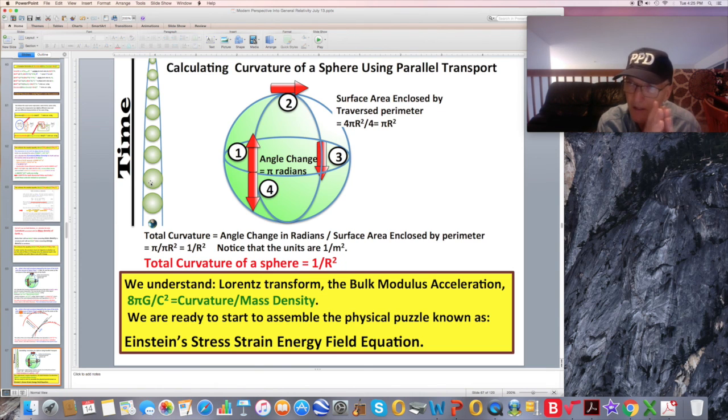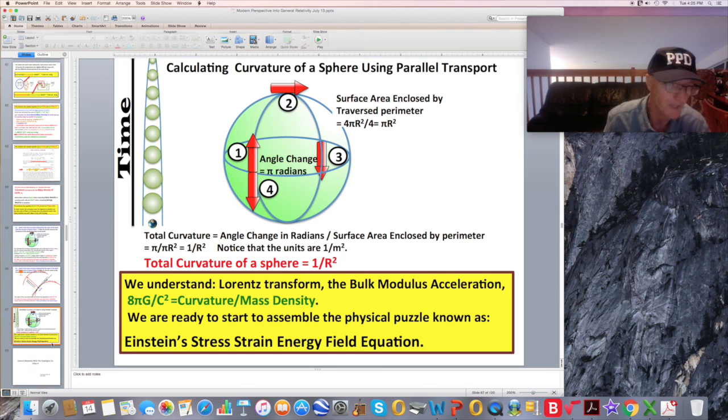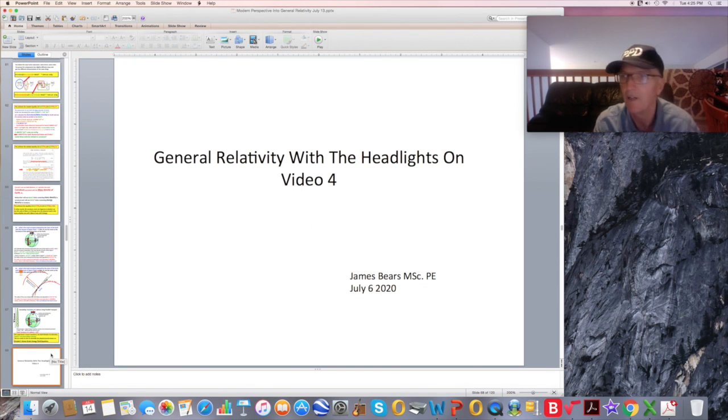We'll run, in due time, into the mathematics, and I'll give you a taste of that without forcing you to do any of it. I'll just show you a little picture of it in the next presentation. With that, I'm getting ready to sign off here. The next presentation will be General Relativity with the headlights on. I use images so you can see what's going on. You're not floundering around in the dark. And that'll be video number 4.